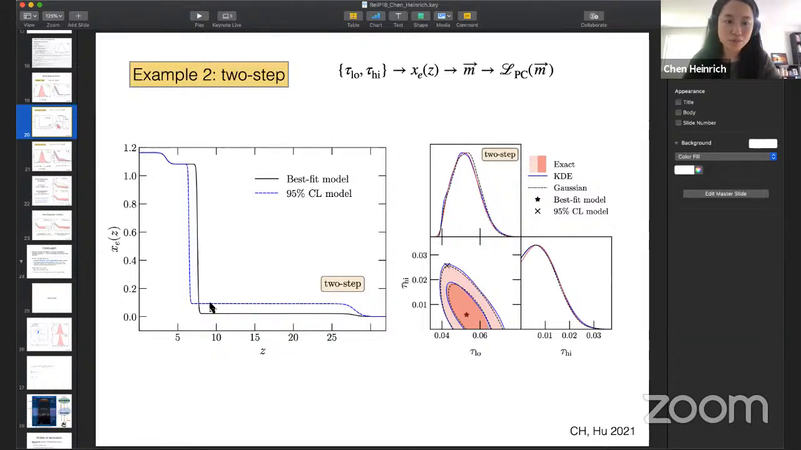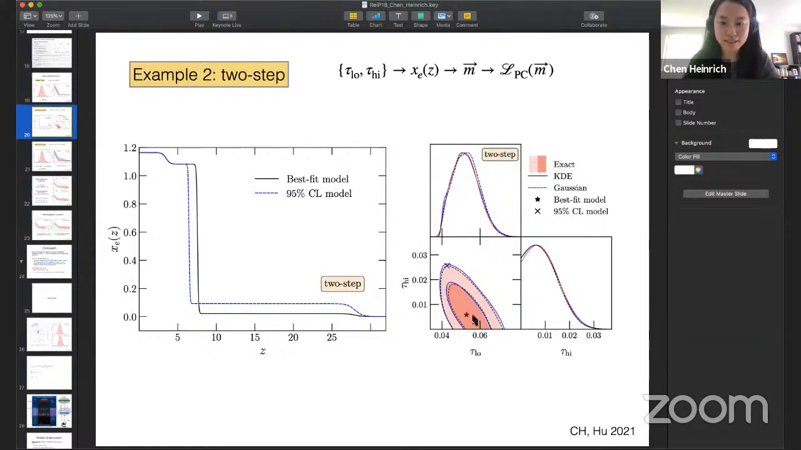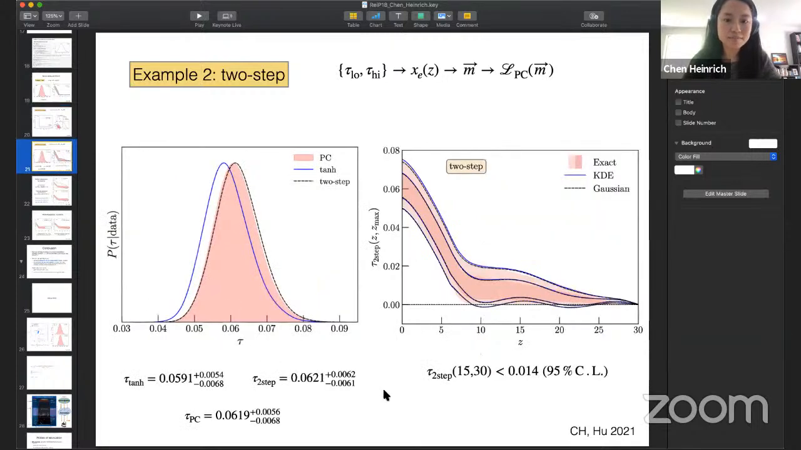So this is a 2-step model where we keep the tanh, but allow for an ionization plateau at high redshifts. And if you do an exact MCMC, these are the red contours over here, and the KDE and Gaussian versions of our effective likelihoods both work pretty well, as you can see. And here I indicate the best fit model and the 95% confidence level model that is shown on this plot. You can do the same thing with tau cumulative and the posterior.